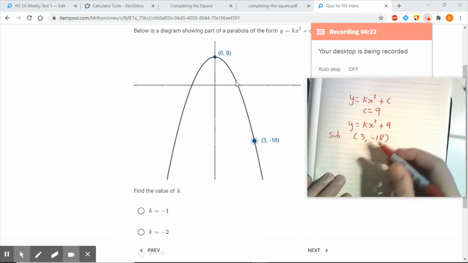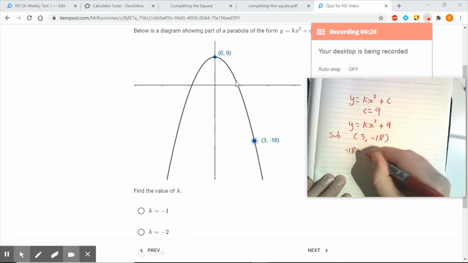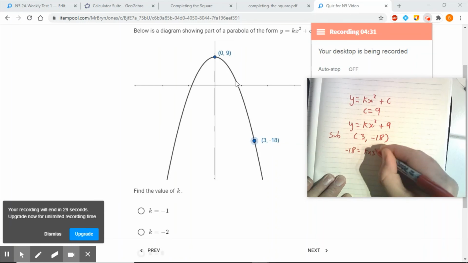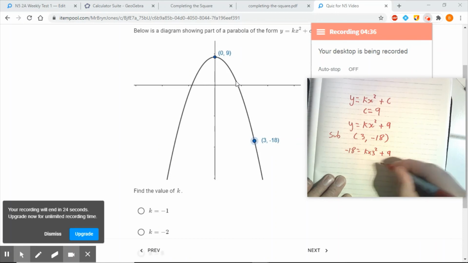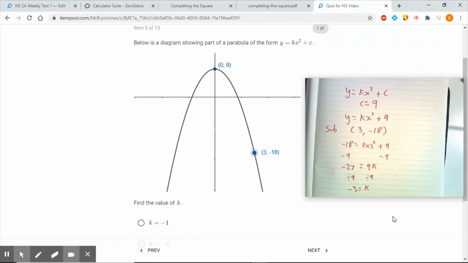Okay, so let's substitute it in. y is -18. x squared is now going to be 3 squared, plus 9. Let's take 9 from both sides, and let's be careful here. -18 take 9 is -27, equals k times 3 squared, and 3 squared is 9. And again, we can divide both sides by 9. Once we've divided both sides by 9, we can see k is equal to -3.